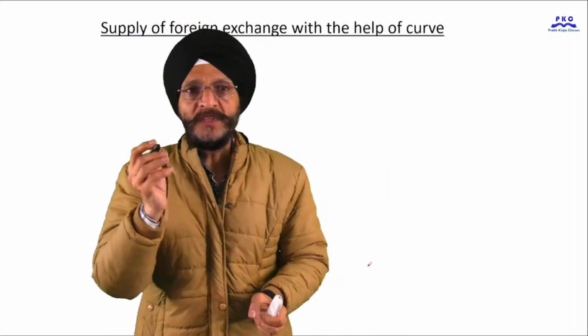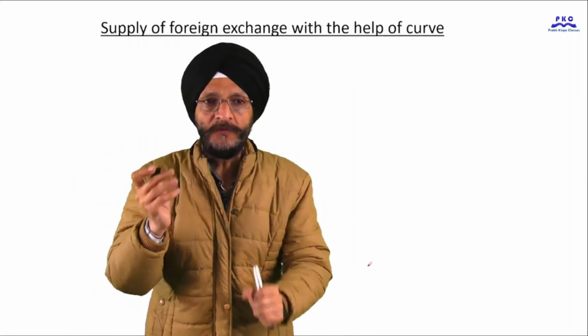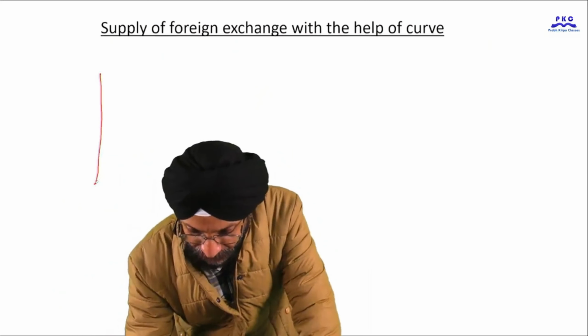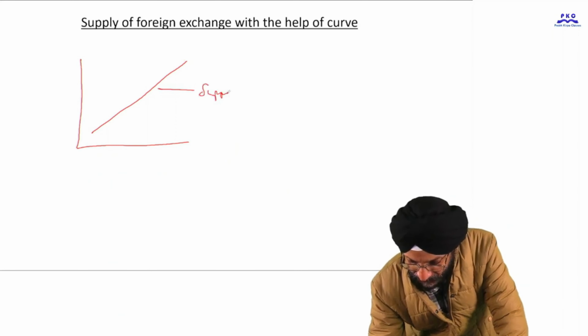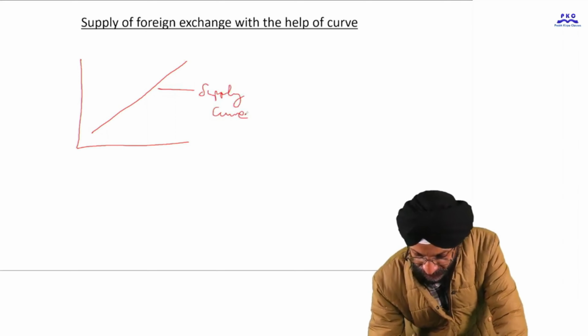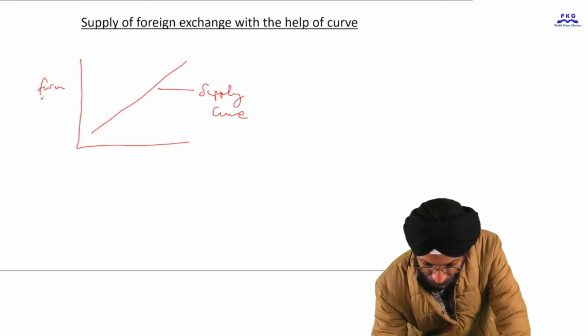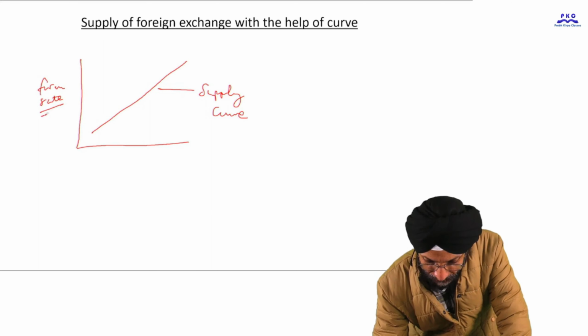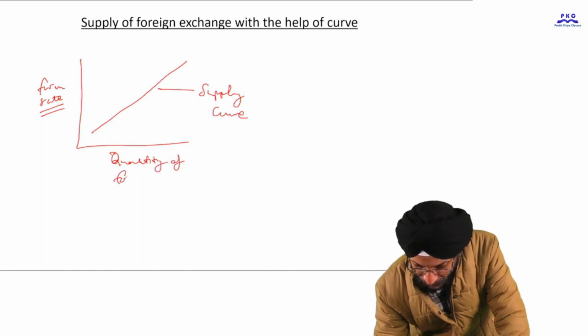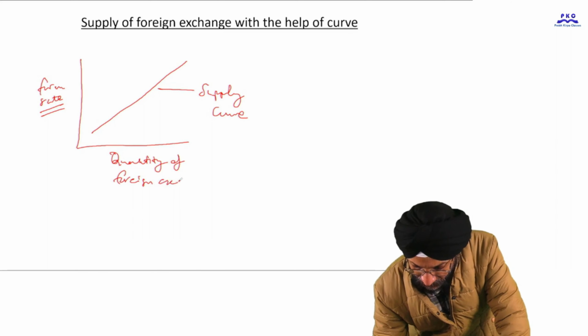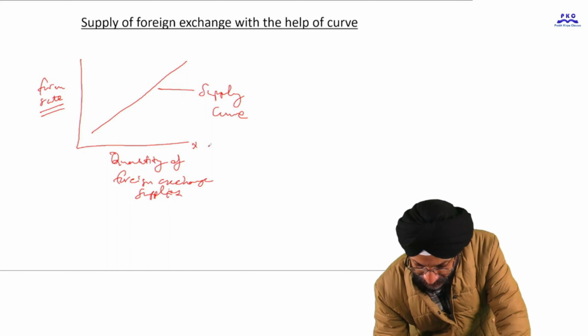Now we will form the supply curve of foreign exchange. This is the supply curve of foreign exchange. The y-axis shows the forex rate in relation to domestic currency, and this is the quantity of foreign exchange supplied on the x-axis.